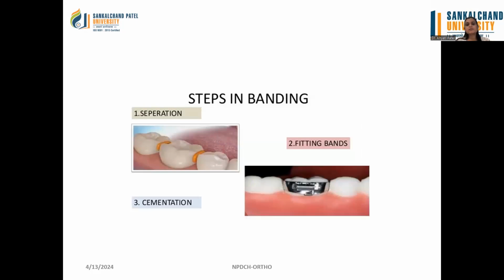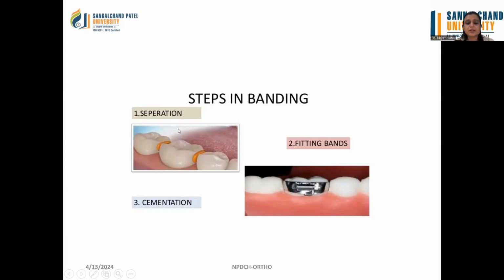So first starts with the different steps before starting the fixed orthodontic treatment. The first one is the steps in the banding. For banding, we have to do banding as circumference to the molars. So first we need to separate them to add the band. So we are adding separator in the mesial and distal embrasures.